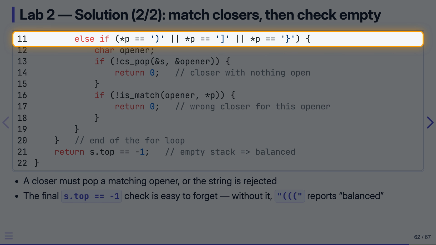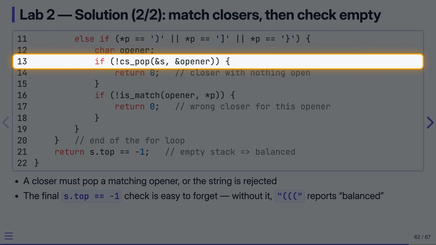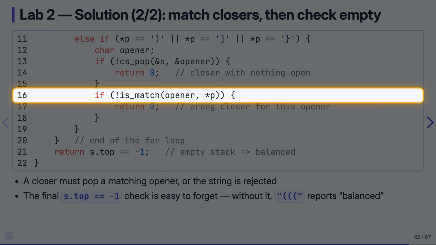Here is the other half. Else, if the character is a closing bracket, round, square, or curly, we have to match it. We pop the last opener off the stack. If the stack is empty here, the closer has nothing to match, so we return 0. Then we check the match. If this opener does not go with this closer, the order is wrong, so we return 0.